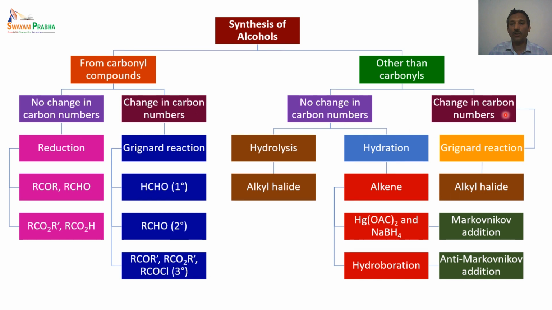And when we talk about change in the number of carbon atoms, we again have a reaction similar to the Grignard reaction. So here the alkyl halide can be converted into a Grignard reagent that can be reacted with the carbonyl compound to produce alcohols. So these are the different methods of synthesis of alcohols overall.